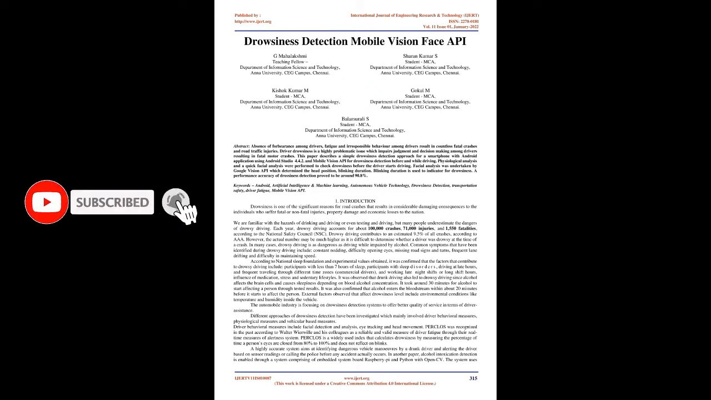Facial analysis was undertaken by Google Vision API, which determined the head position and blinking duration. Blinking duration is used as an indicator for drowsiness. A performance accuracy of drowsiness detection proved to be around 90.8%. Keywords: Android, artificial intelligence and machine learning, autonomous vehicle technology, drowsiness detection, transportation safety, driver fatigue, Mobile Vision API.